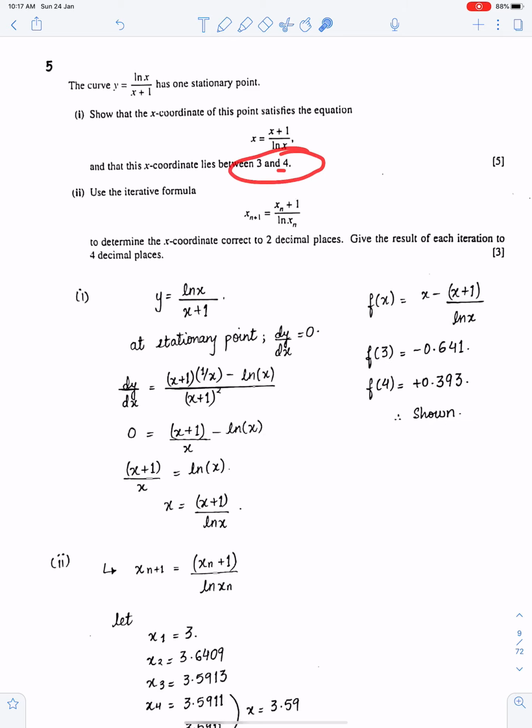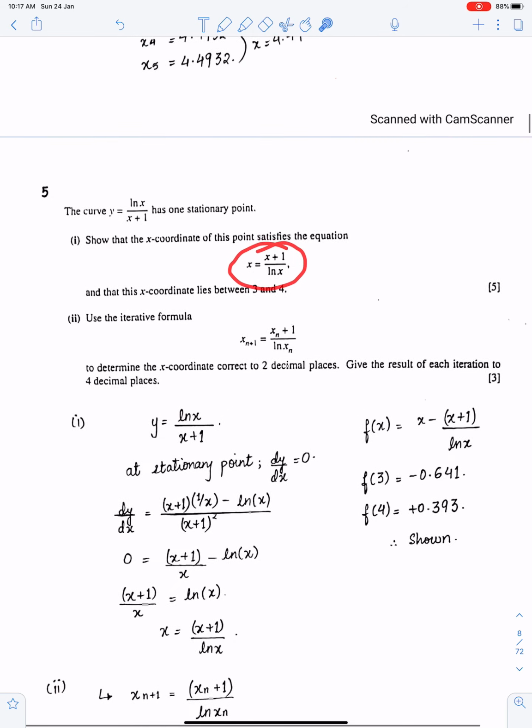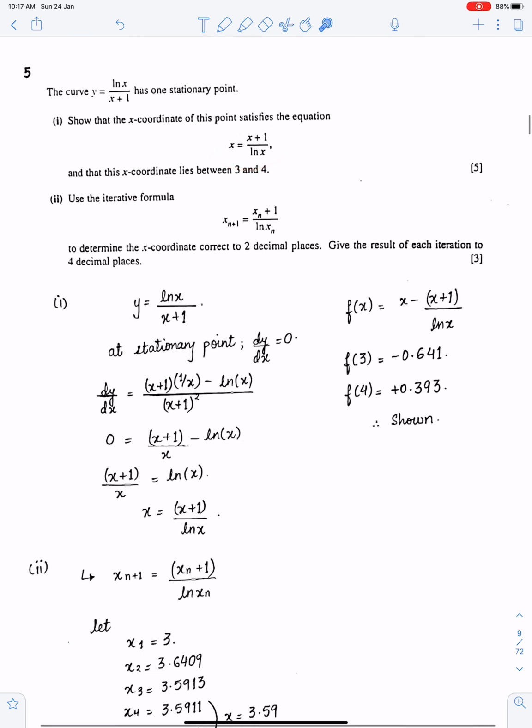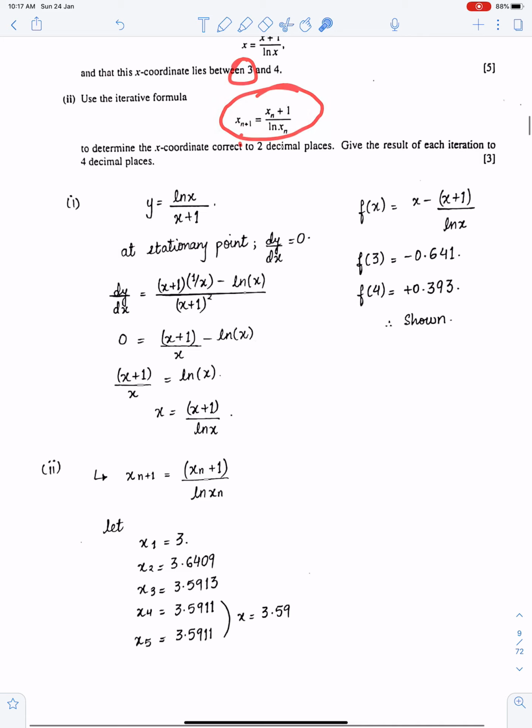Show that the root of this equation lies between 3 and 4. First equate this equation to 0. When you equate this equation to 0, you will get this thing. Now suppose this as f of x and then check 3 and 4. This is negative and this is positive, hence shown. This is the iterative formula. x1 is 3. Do the iteration with x1 as 3. This is the answer.